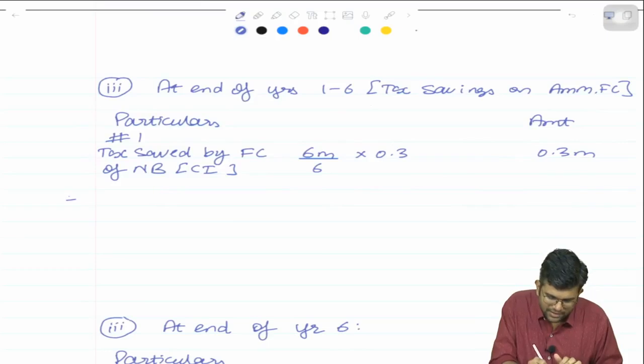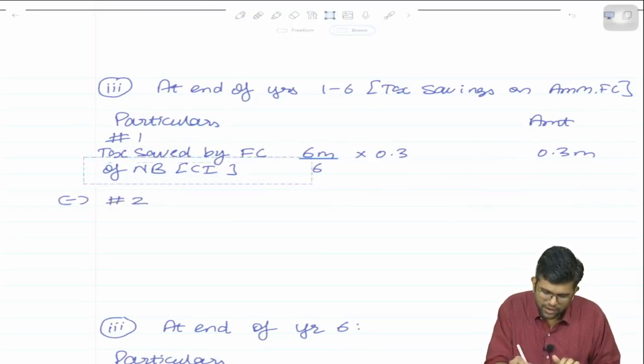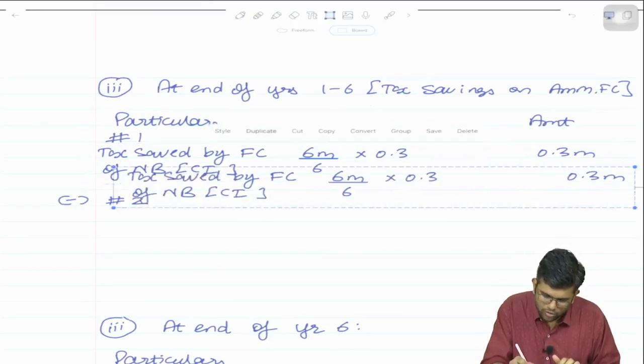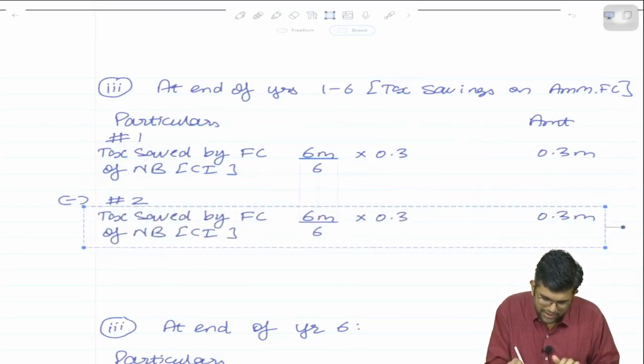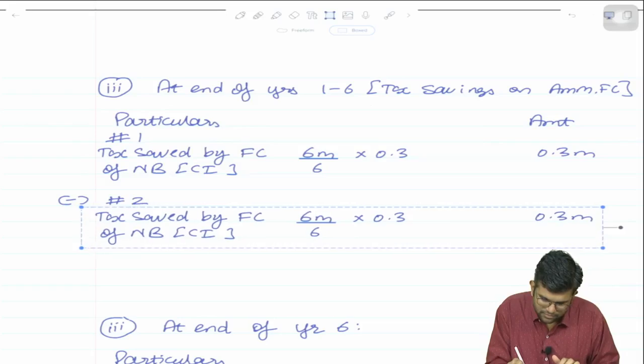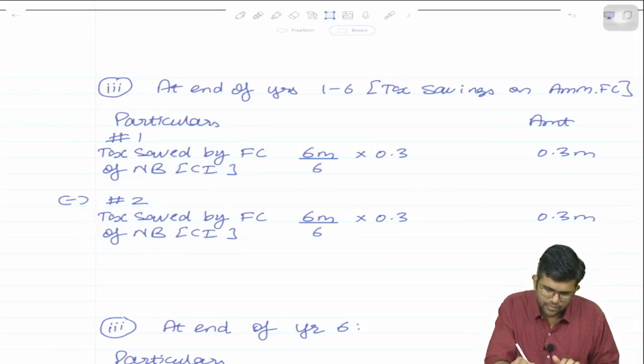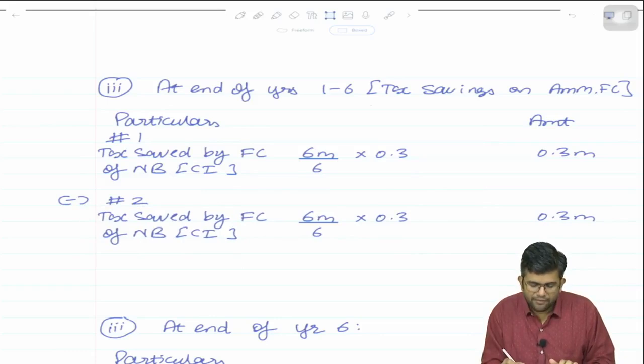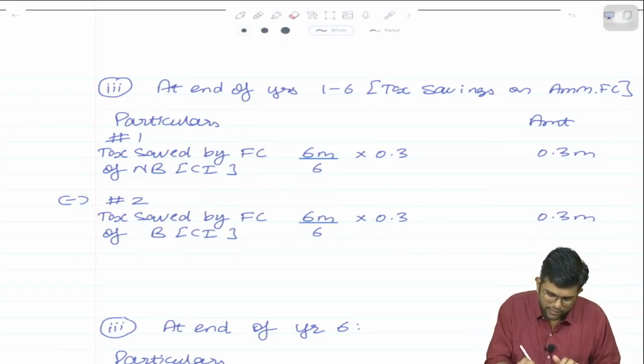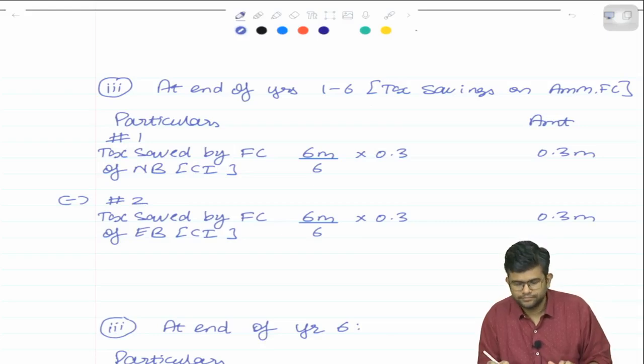And then I will say minus, sir, if I would have continued the old bond, then also I would have got tax savings. Tax saved by flotation cost of the existing bond. Correct?